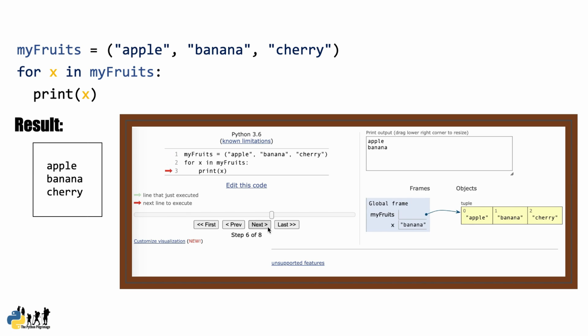MyFruits contains apple, banana, and cherry. Looping through MyFruits, x will carry one value at a time. So the first instance of x will print apple, then banana, then cherry.